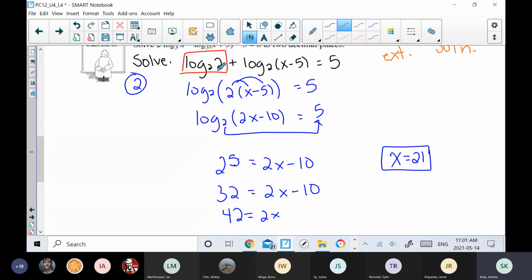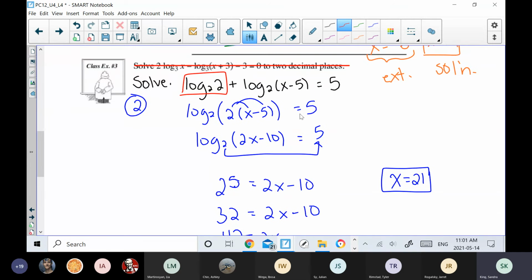And again, the alternate way that you could have solved this one is some students would have recognized that that's a 1, right? 1 plus log base 2 of x minus 5 equals 5. They would have subtracted 1 from both sides to get this guy is equal to 4. And then you would have done 2 to the power of 4 is equal to the argument. Okay, and you get the exact same answer.